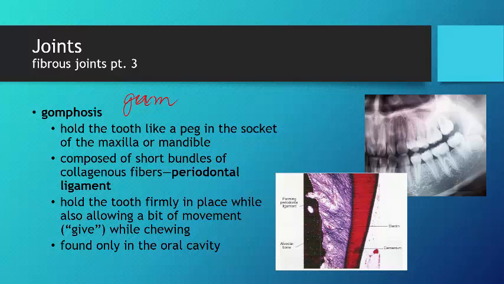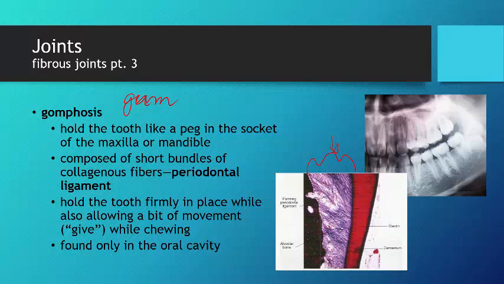And a gomphosis is formed by very short bundles of collagenous fibers, referred to as the periodontal ligament. And here, this is a view of a young tooth growing in its socket, and you can see this layer that will eventually become the fully developed gomphosis, or periodontal ligament.